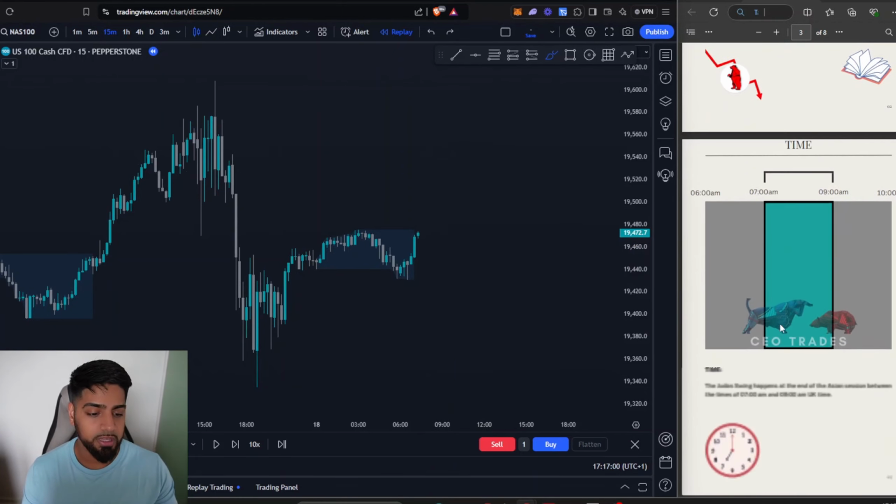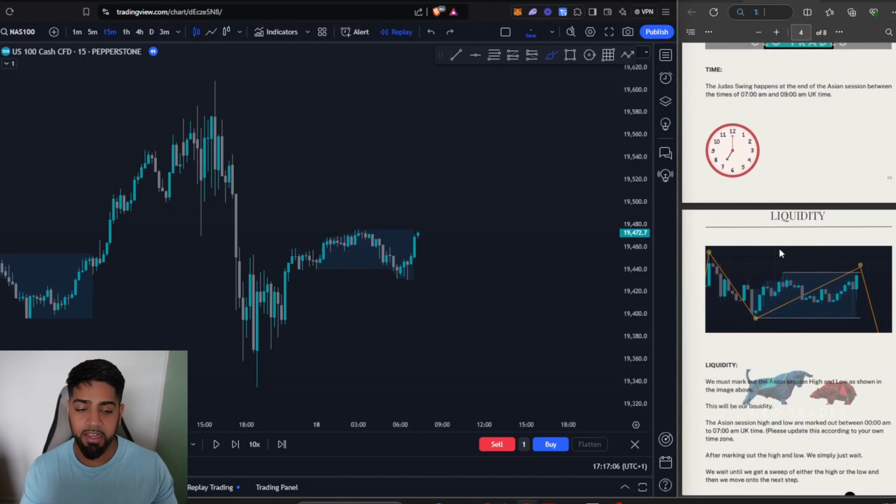So we move on to the next step, which is to understand that the Judas swing happens between 7 AM and 9 AM UK time. It's perfectly fine. We're going to move on to the next step, which is liquidity.